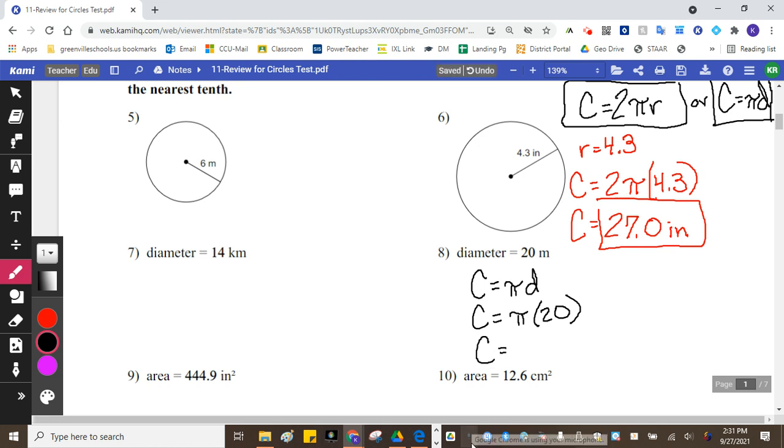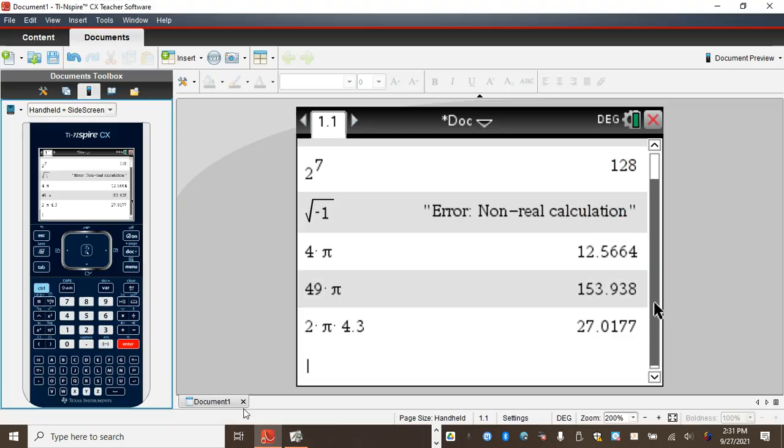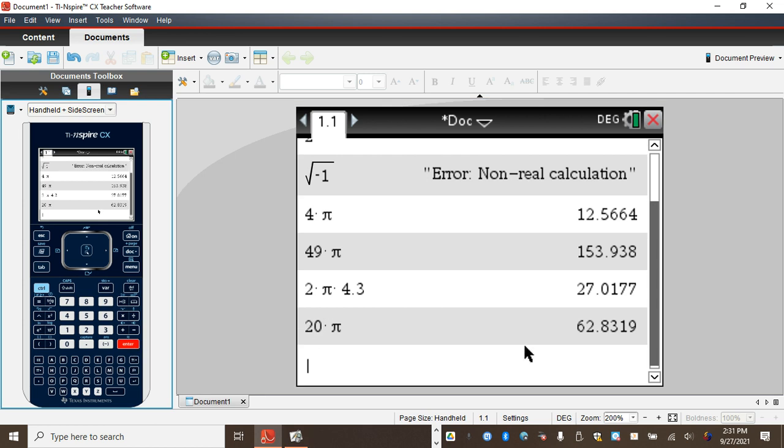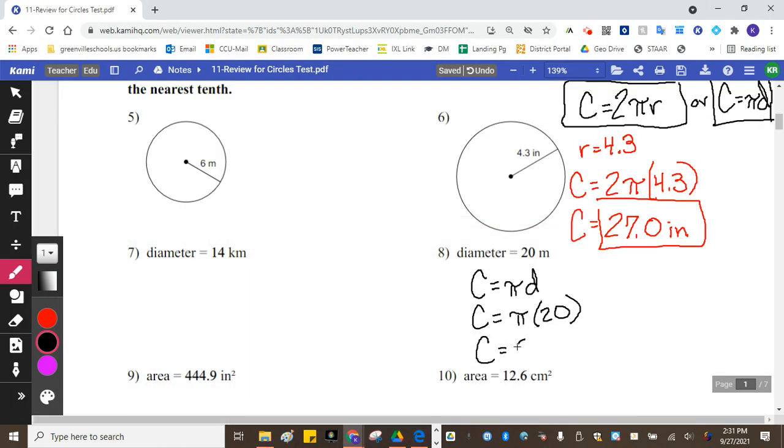So 20 times pi. And if your calculator is not giving you a decimal, remember you have to just hit Control Enter to get your decimal. It's 62.8. It's going to go up to 62.9. Oh, no, 8 stays 8. You already rounded. And again, circumference is just the single unit, meters.